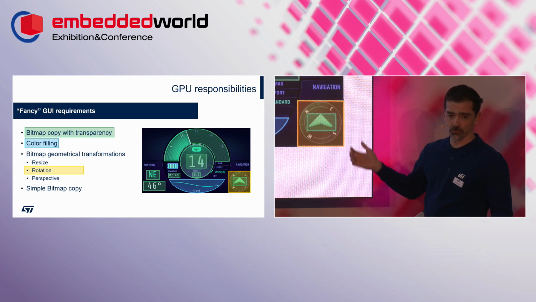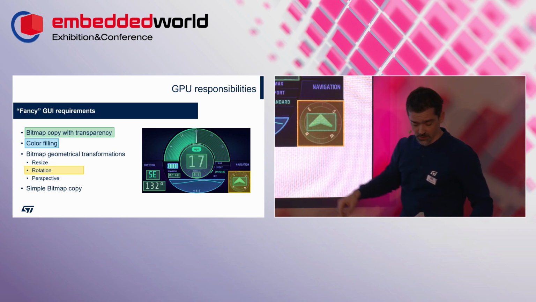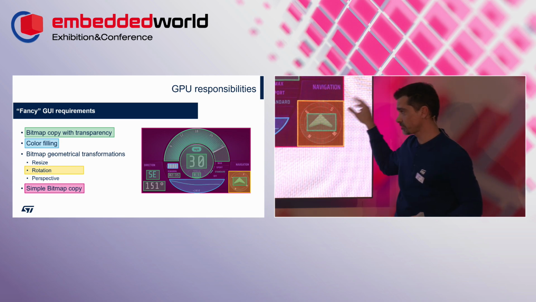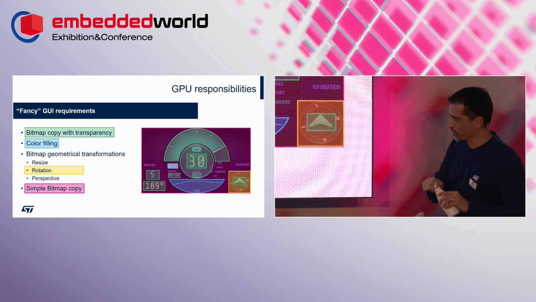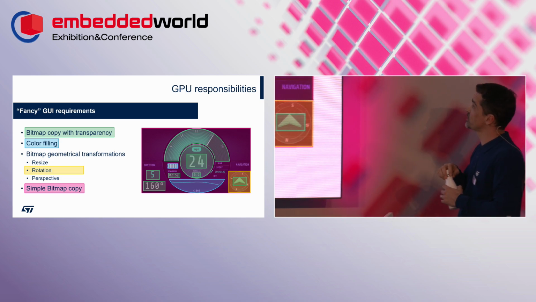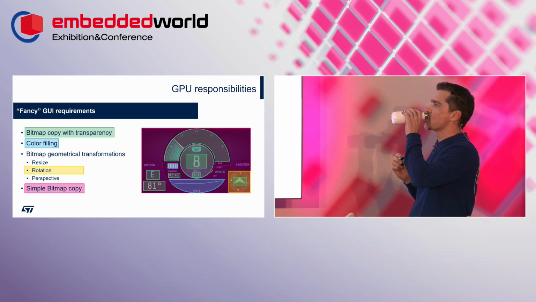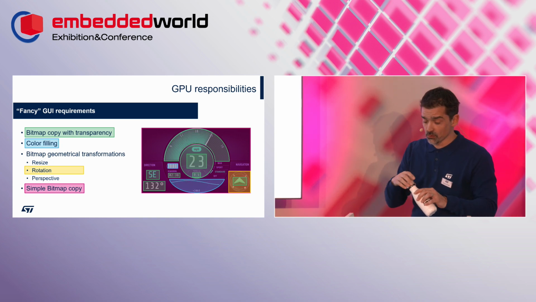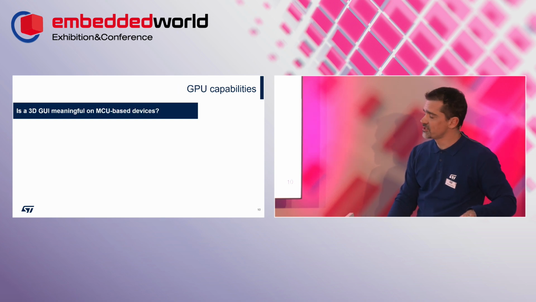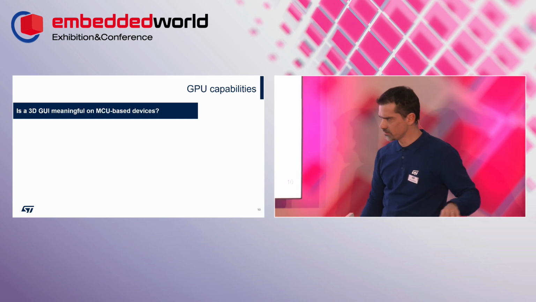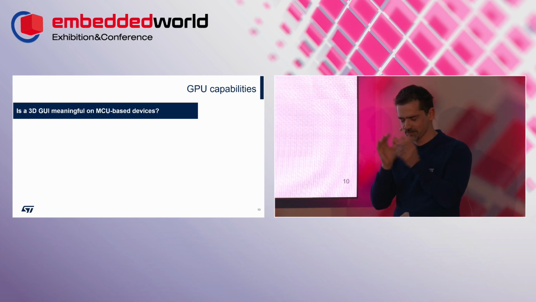And of course, simple bitmap copy. You see here there is some texture. There is, in fact, a full bitmap behind, and the elements are put on top of it. So that is the GPU responsibilities. But there is something we should not miss regarding the GPUs I was talking about before. And it's 3D. Do we really need 3D on an MCU-based, microcontroller-based device?